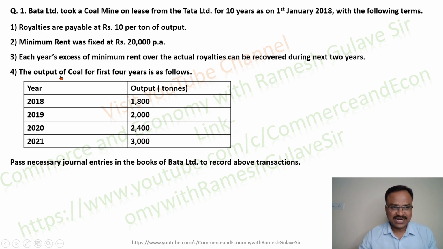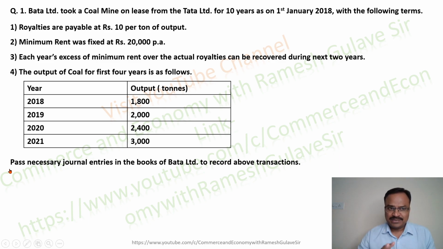And fourth point is related to the output of coal for first 4 years. Here, output of coal from 2018 is given for next 4 years. And the question asks us to pass necessary journal entries in the books of Bata Limited to record the transactions.